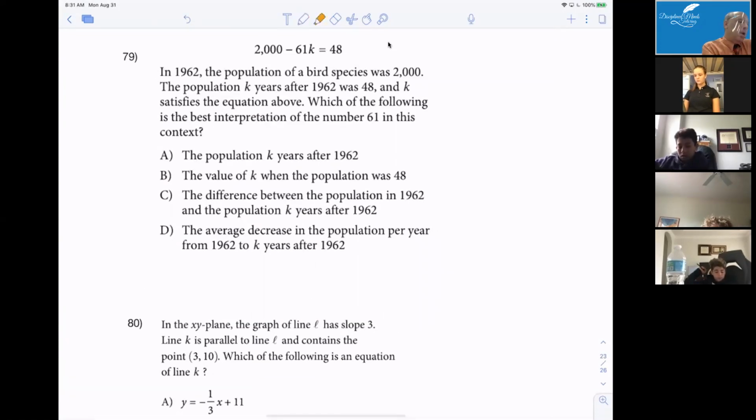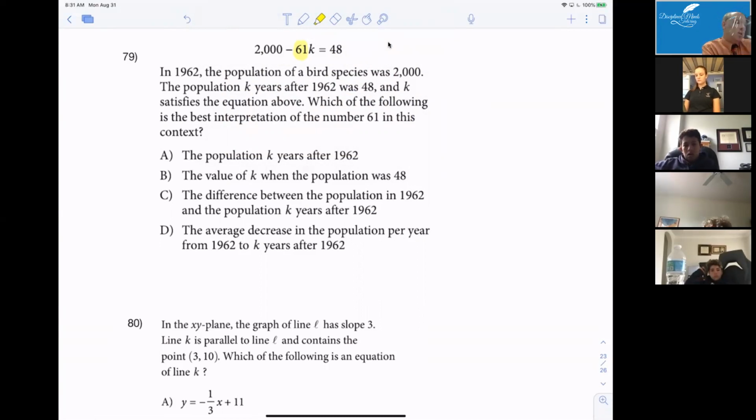Okay, so now I want to highlight 61. All right, what is 61 called here? The what? Slope. Exactly correct. It is the slope. All right, it's a well-disguised problem, but it is the slope. If they're asking you about the slope, then it must be a what? A rate of change. Is everybody with me on this?